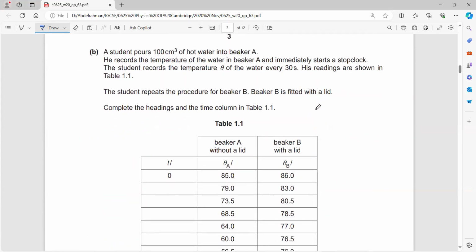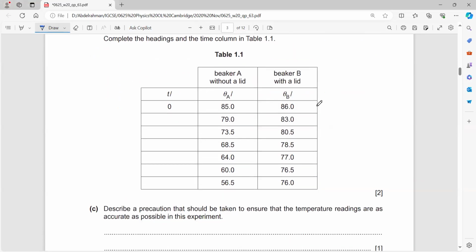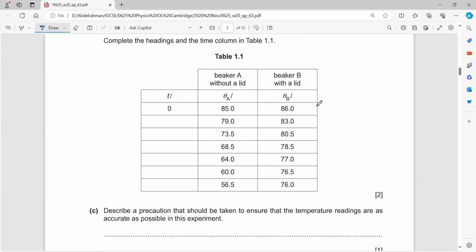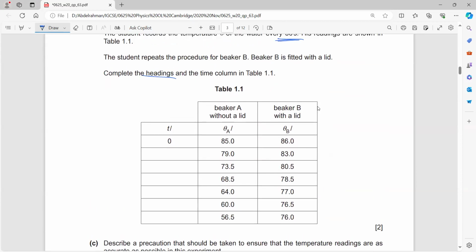A student pours 100 centimeters cubed of hot water into beaker A. He records the temperature. The student records the temperature theta every 30 seconds. His readings are shown. Can I complete the headings and the time column?